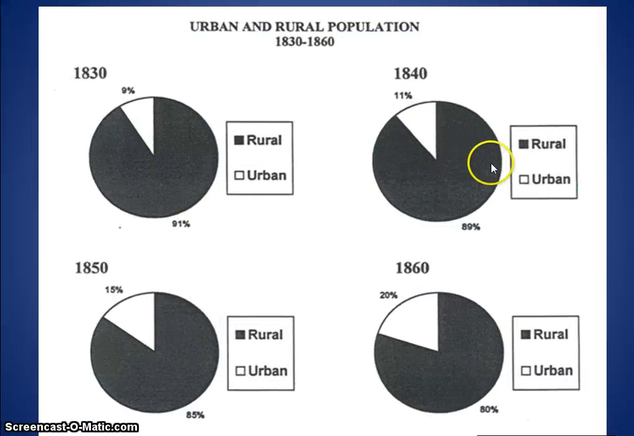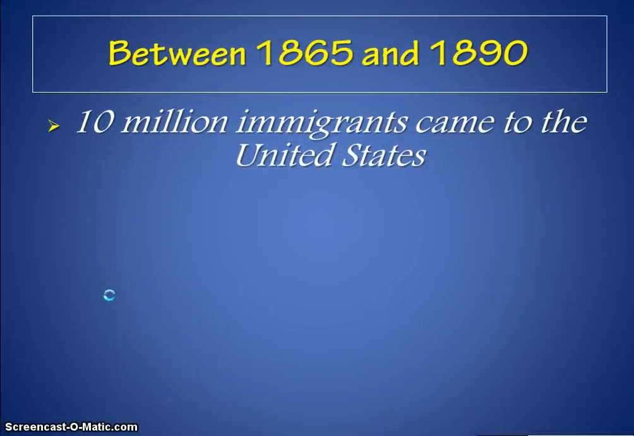This graphic shows the same kind of progression in the growth of cities. And we know some reasons why people move to the cities, but another reason is because they immigrated there from other countries. So, some more statistics. Between 1865 and 1890, 10 million immigrants came to the United States.